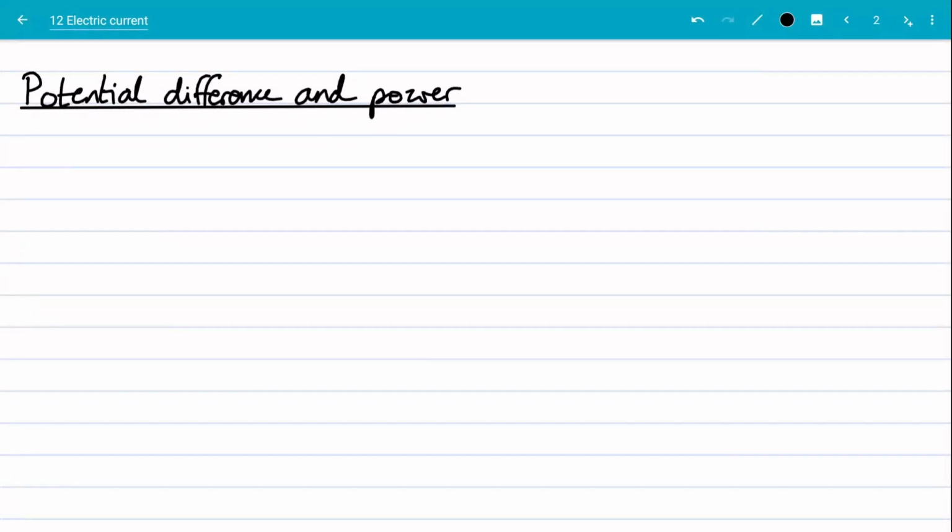This is Whiteboard Physics A-Level Lesson 65, Potential Difference and Power.